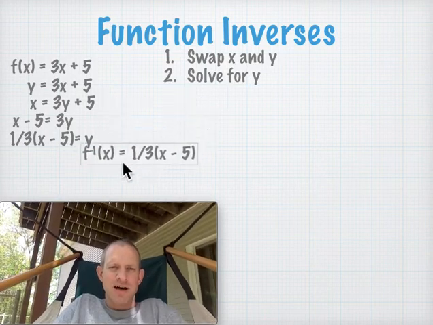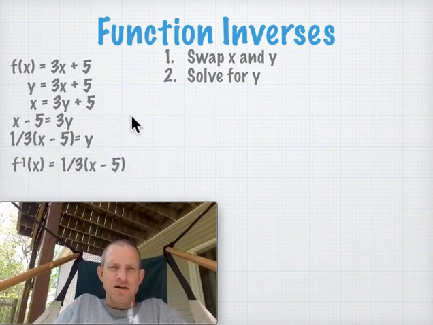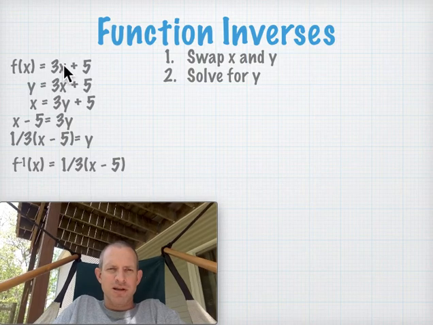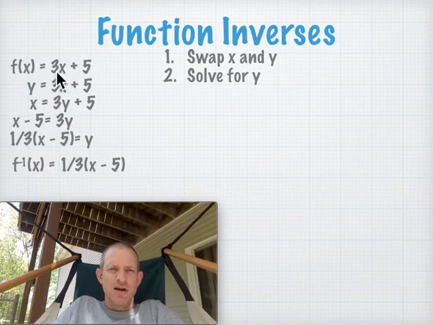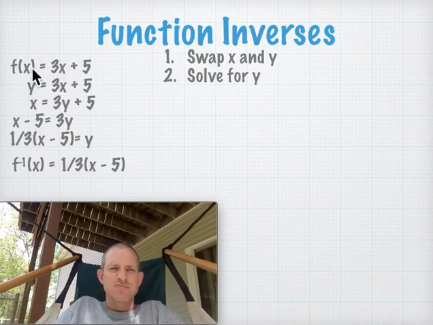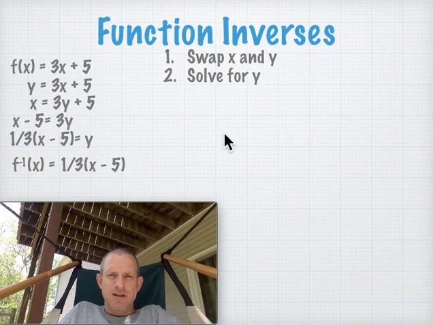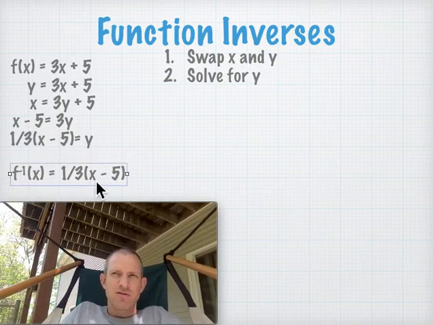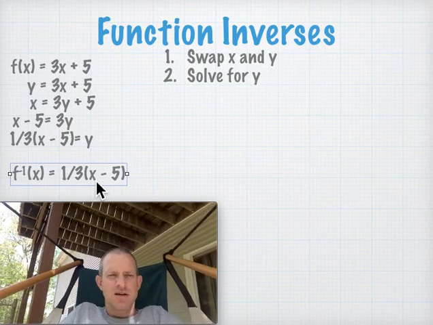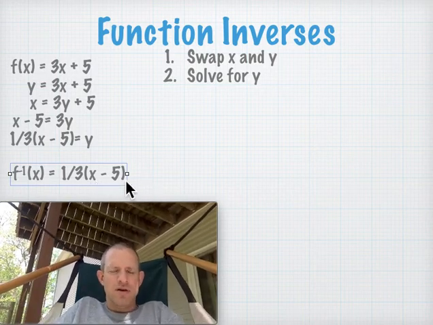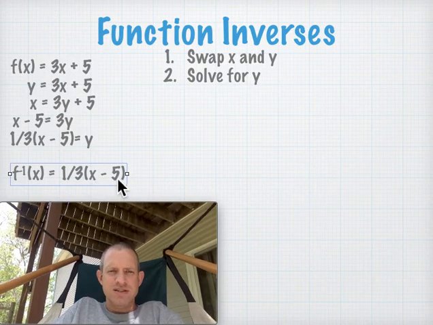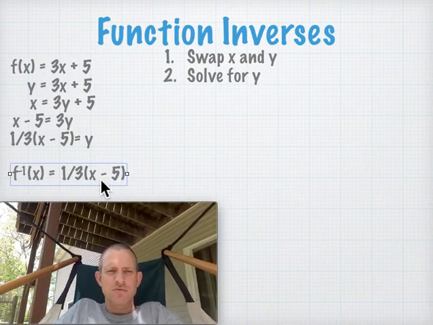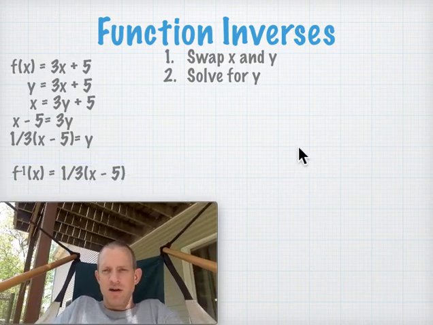The idea behind inverses is if we were to pick a number like 4 and plug it in here, 3 times 4 is 12, plus 5 gives me 17. And the idea behind the inverse is if I take this formula and plug in 17, it should give me the 4 that we started off with. So 17 minus 5 is 12, and 1/3 of 12 is indeed 4.